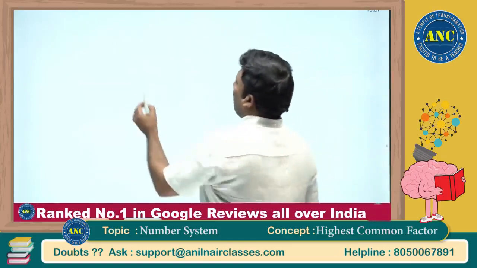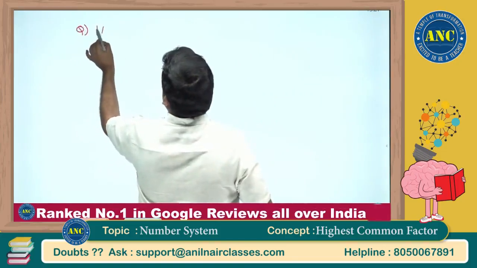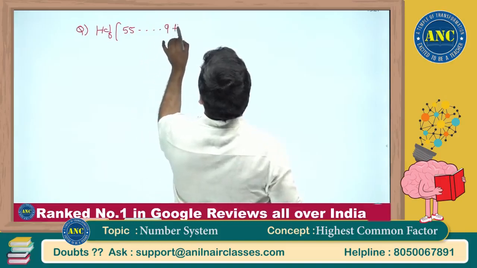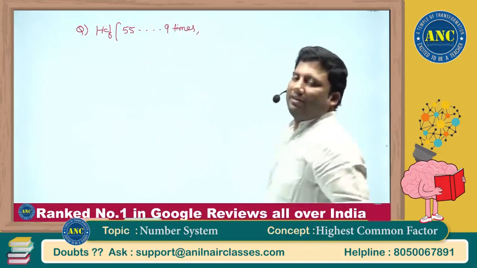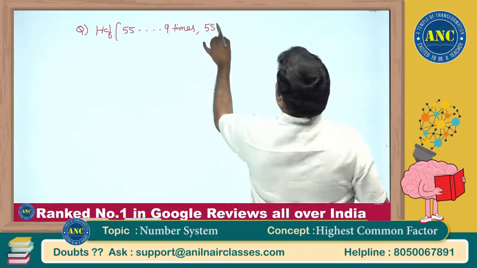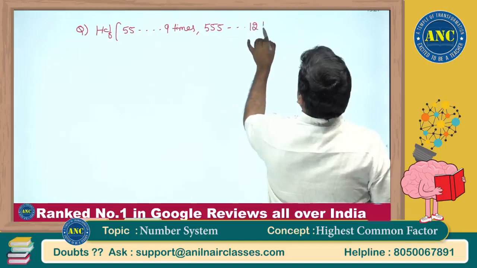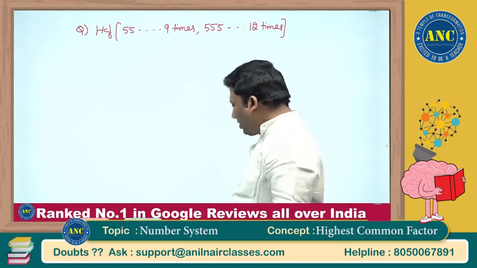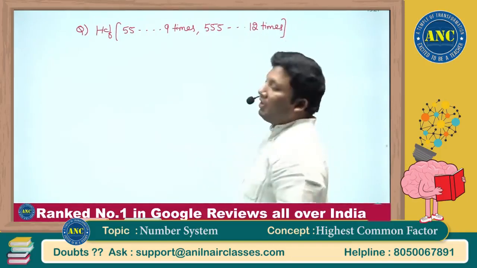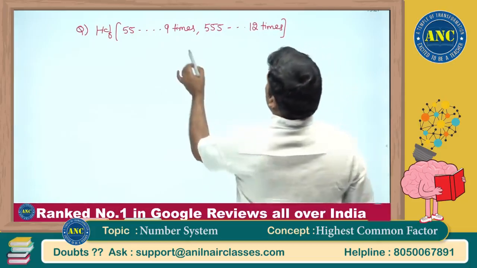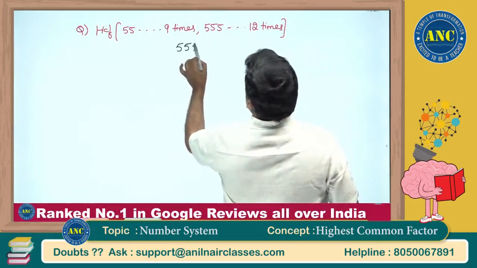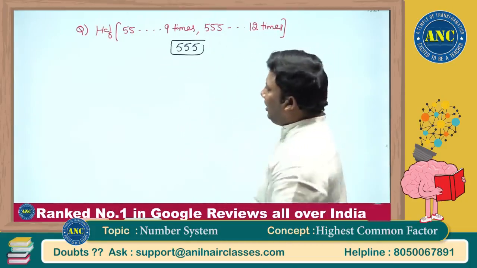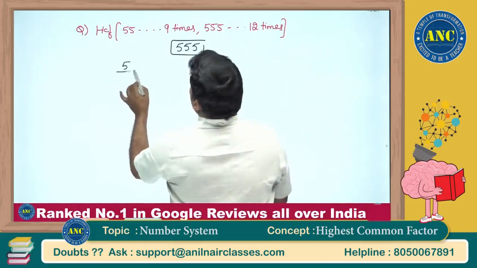Now, next one. HCF of 5 written 9 times, comma, 5 written 12 times. Listen carefully. 9 times and 12 times, the HCF will be 3 times. So the answer is, which digit is getting repeated? 5. The answer will be 5 written 3 times. If anybody asks for a proof, this is the proof.